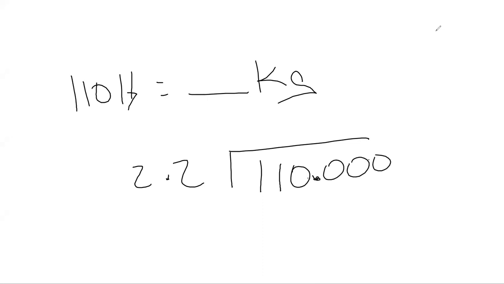I've got my decimal point right there. Outside of the box, I move my decimal point 1 spot. Inside the box, I move my decimal point over 1 spot. 22 does not go into 11, but we know that 22 is going to go into 110. Let's call it 5 times.